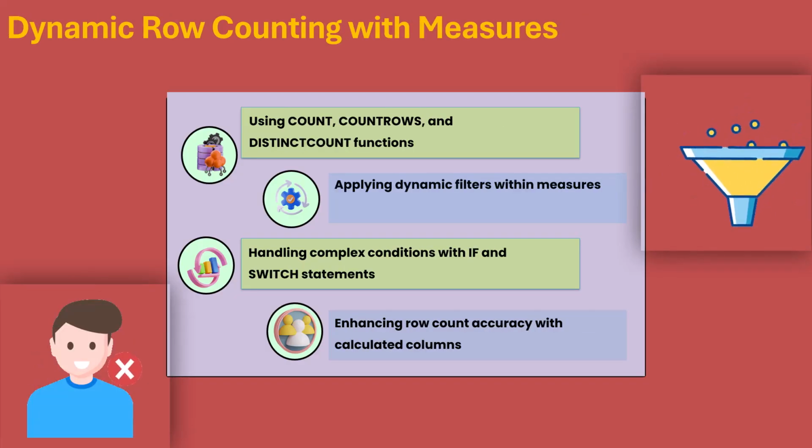Static counts are fine if your data never changes, which it definitely does. Enter dynamic row counting. Functions like COUNT, COUNTROWS, and DISTINCTCOUNT do the heavy lifting. Add IF and SWITCH statements to handle tricky conditions, and calculated columns for an accuracy boost. Basically, this is row counting with superpowers.